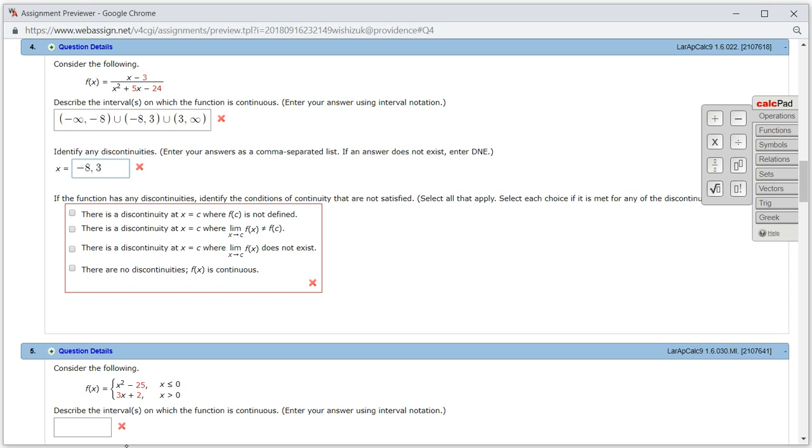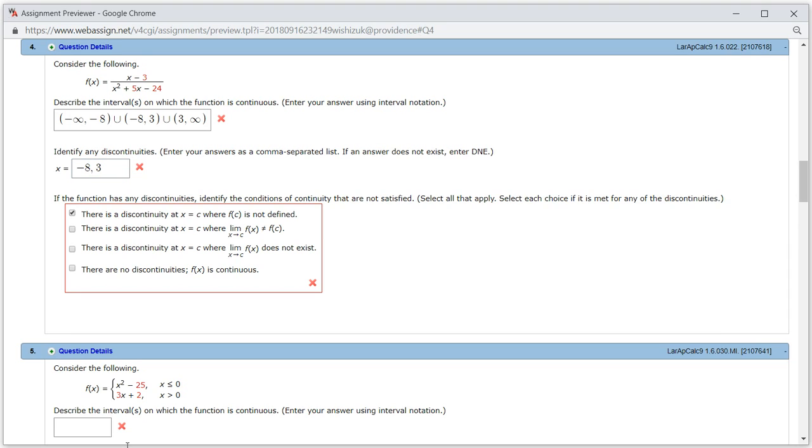Alright, then let's see, we want to describe this discontinuity here. Discontinuity when x equals c, so c is negative 8 or 3. f of c is not defined, so that's the case, because when x equals negative 8 and 3, the denominator is 0, so the function is not defined. Alright, so there are two different behaviors.